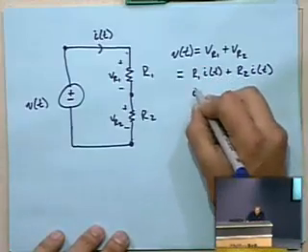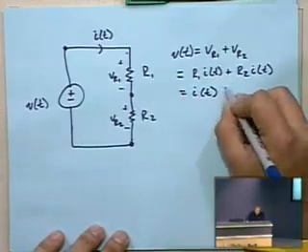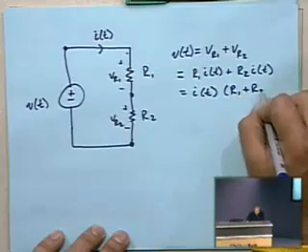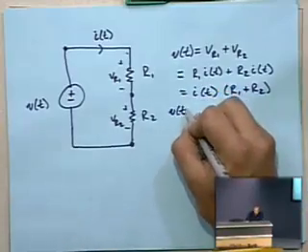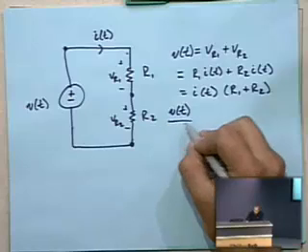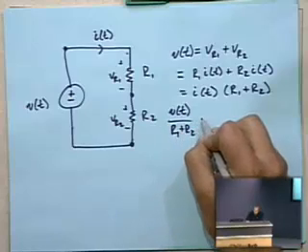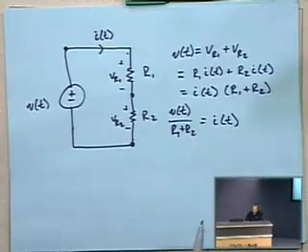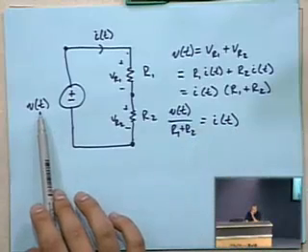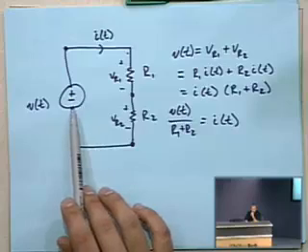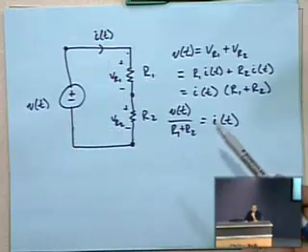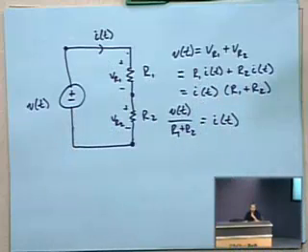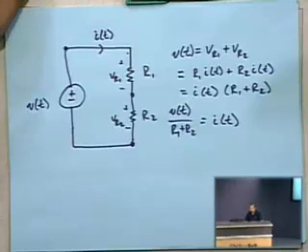So we factor out the I of t term, and we're left with R1 plus R2. Divide both sides by the R1 plus R2 term, and we get that the current I of t equals V of t divided by R1 plus R2. And so now if we know the voltage coming out of the source, and we know the resistance values, we can solve for the current, and then we can go back and solve for the voltages across each one of the resistors. So that's one way of dealing with it.